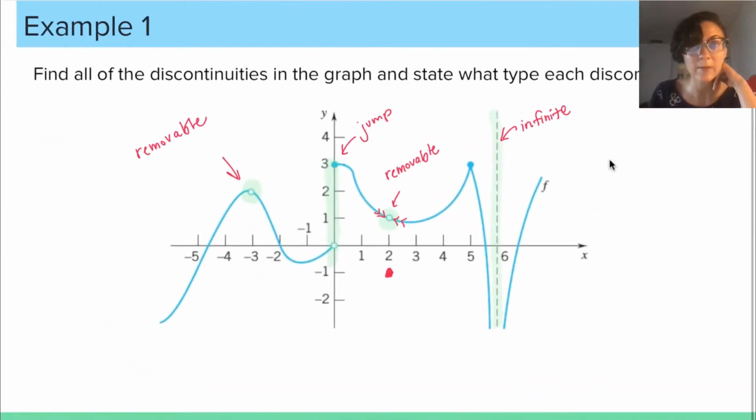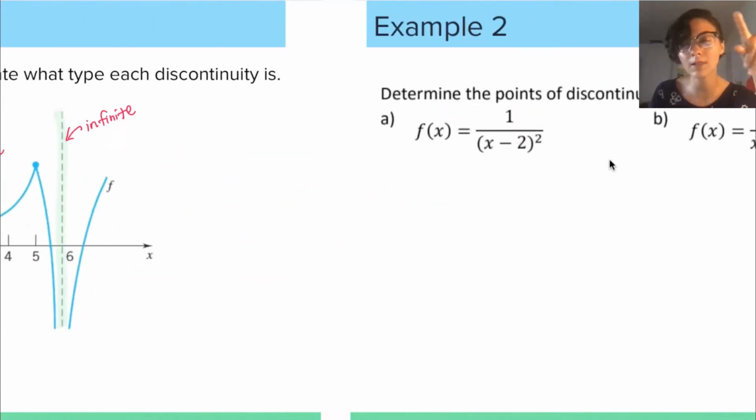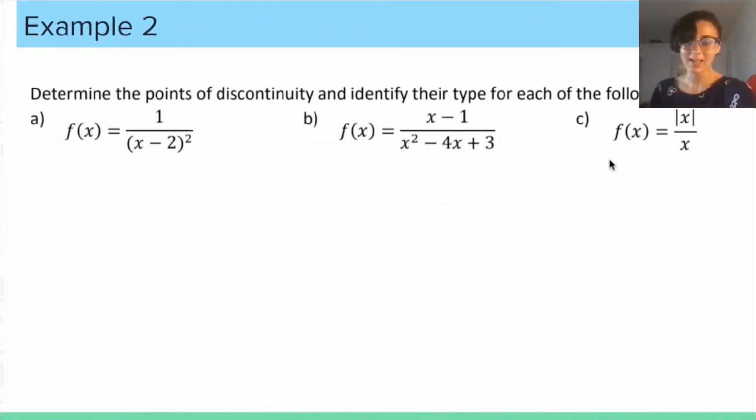Cool. So you might see a problem where you have to determine what type of discontinuity there is in a graph, but more likely you're going to have an equation and you have to figure out what the discontinuity is. So for holes and infinite discontinuities, the main thing is figuring out where the function is undefined. And a function is undefined whenever the denominator is equal to 0.